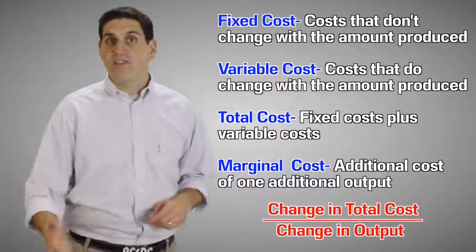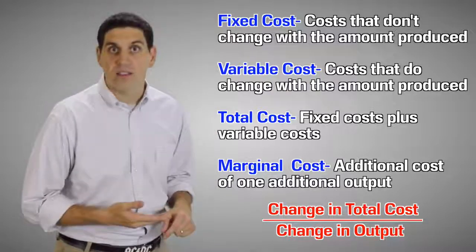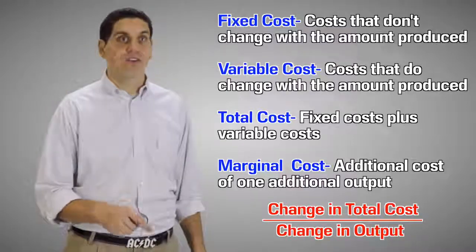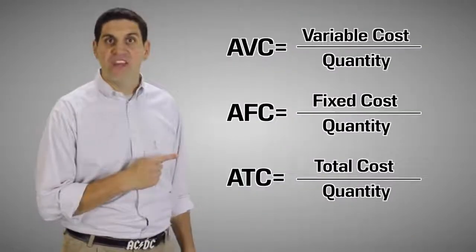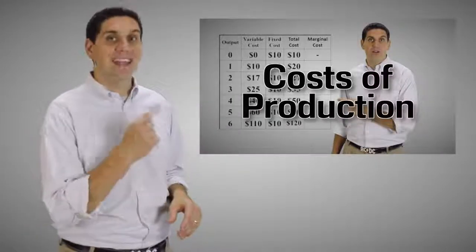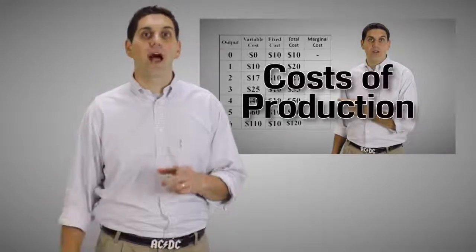In the previous video, I defined the different types of costs: fixed cost, variable cost, total cost, and marginal cost. You used the chart to calculate each one of these, and you also calculated the average cost curves: average variable cost, average fixed cost, and average total cost. If you haven't seen that video, make sure to go back because you're going to need that for what we're going to do right now. Because right now, we're going to find out what these cost curves look like on the graph.